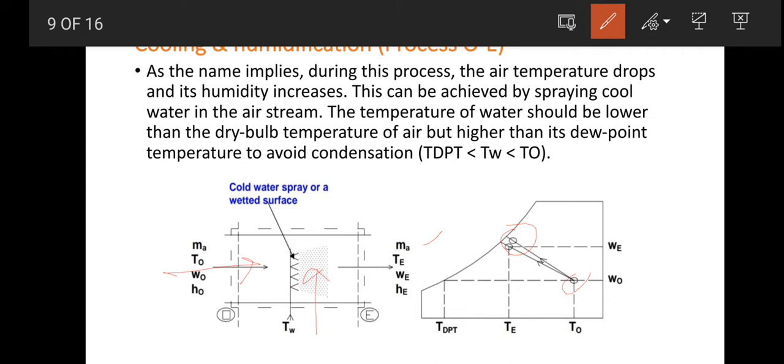So in that case this process will be taking place as a heating, cooling and humidification process. That means the temperature will be reduced and humidification also taking place. Okay.